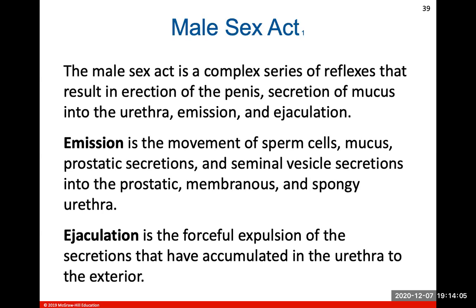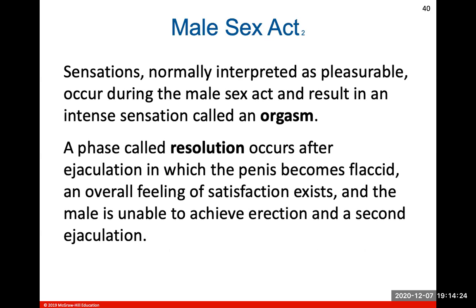The male sex act is a complex series of reflexes that result in erection, secretion of mucus, emission, and ejaculation. And you guys can read through. The emission is the movement of all the sperm cells and fluid out of the urethra, and then the ejaculation is the forceful expulsion of the secretions that have accumulated in the urethra, eventually to the exterior. Sensations are normally interpreted as pleasurable. This is known as an orgasm. A phase called resolution occurs after ejaculation, in which the penis becomes flaccid. Satisfaction exists, and the male is unable to achieve erection and a second ejaculation.